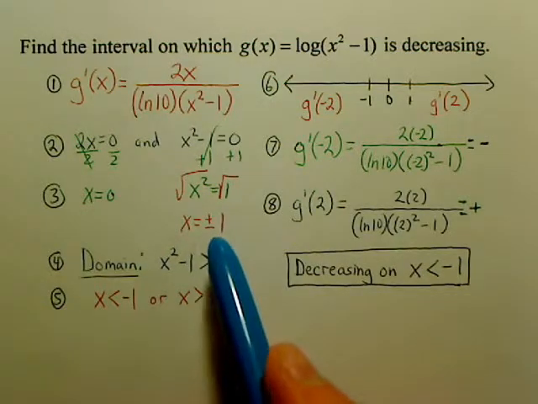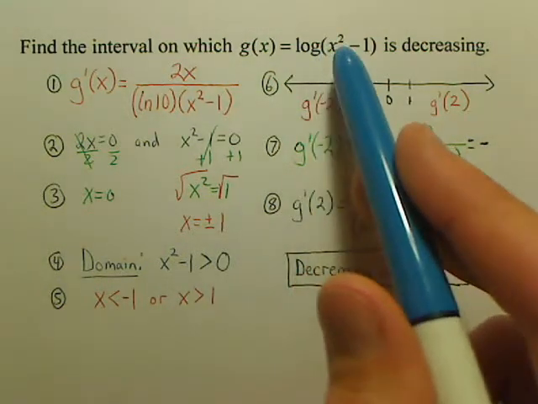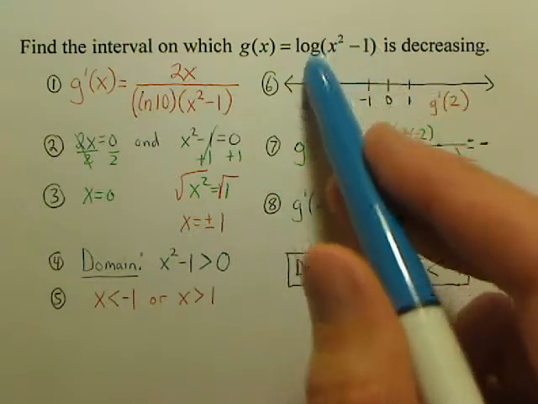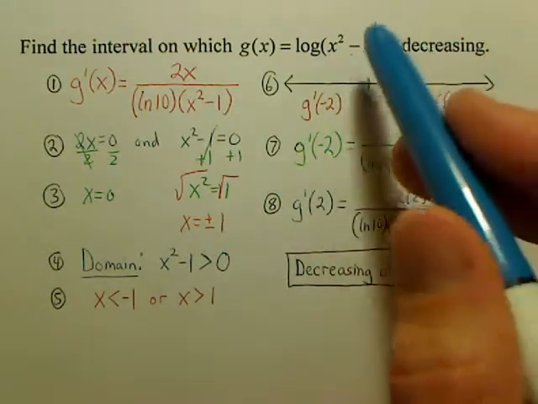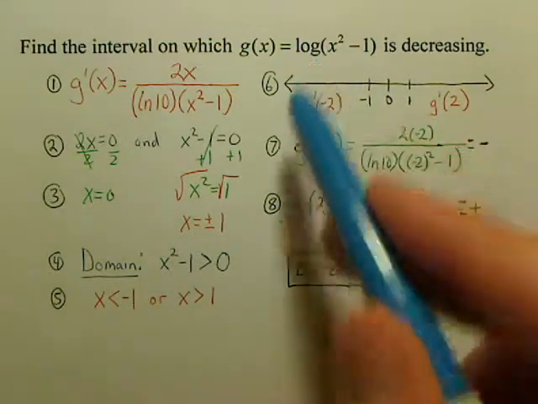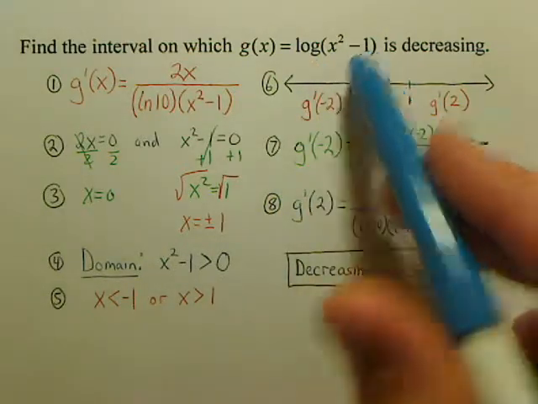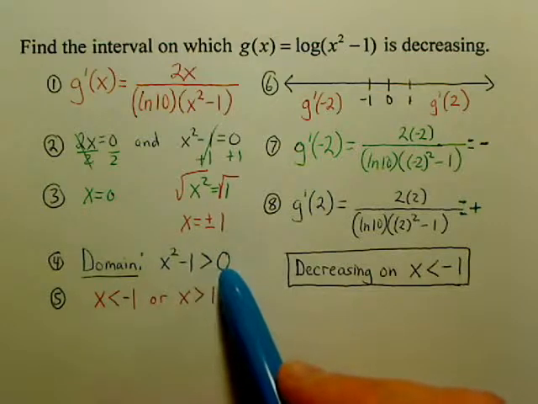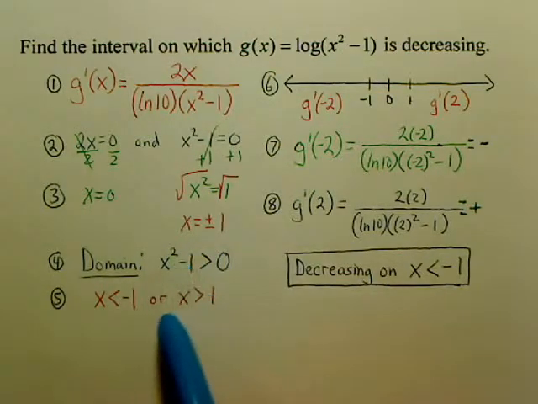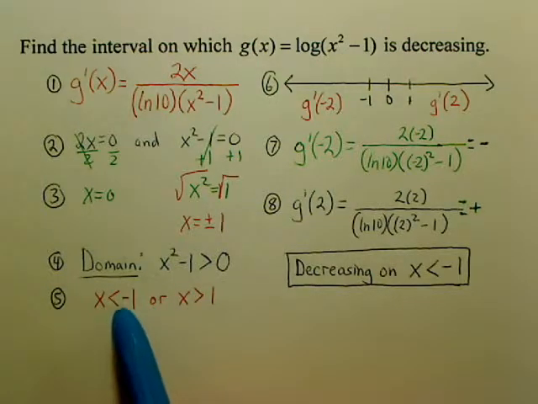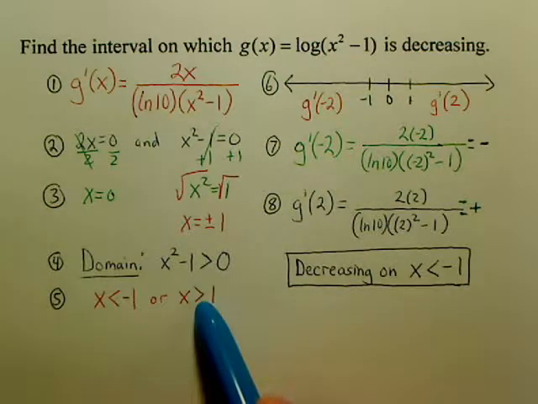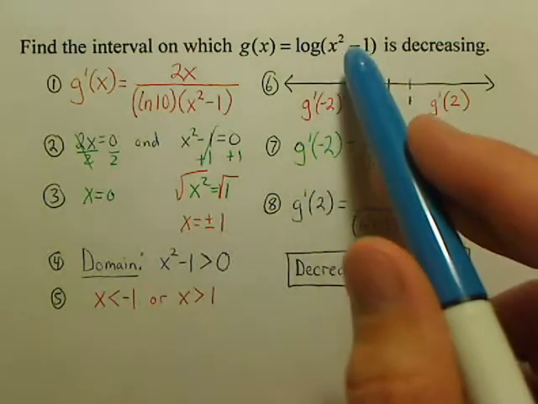All right, now we got to think of domain because logs have domain issues. What we know about logs is what's inside of a log must be positive. You can't have zeros inside of this log and you cannot have negatives. So what's inside must be positive. And when I solve that, I realize my domain, or values I can plug in, are going to be less than negative 1 and greater than 1. Those are the only values I can actually plug into here.